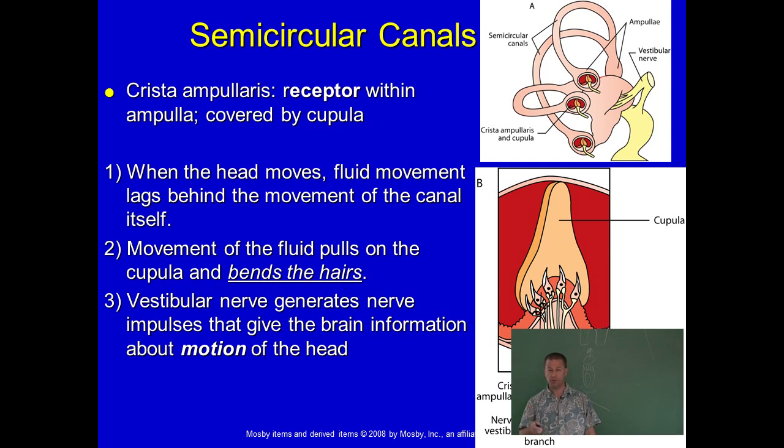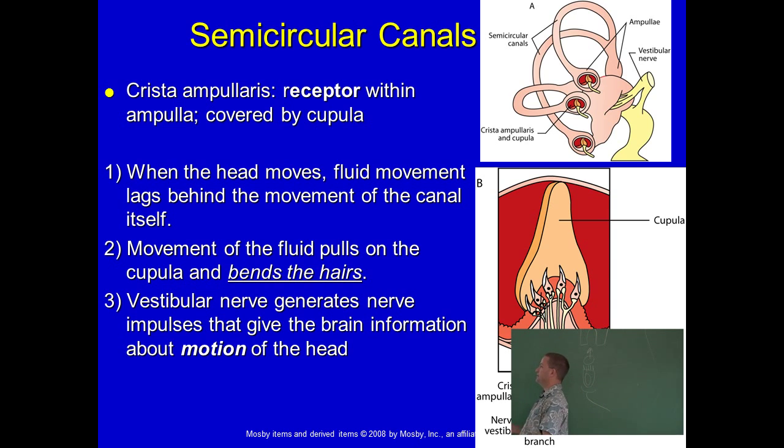Now, semicircular canals are different because here we're talking about rotation. And so you can see that they're oriented at all different angles. 3 canals. They're filled with fluid, and they have hair cells in there and these swellings in the ends here. The swellings are called ampullae. And within the ampullae, our hair cells are embedded in a cupula. Now the cupula is another jelly-like membrane, but it doesn't have any rocks in it, no ear stones.